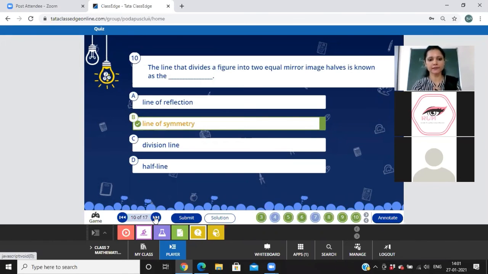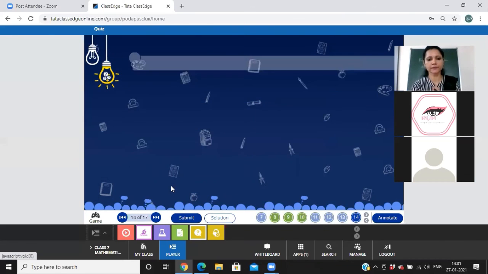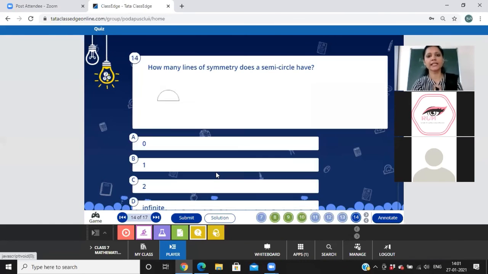Next. Okay, how many lines of symmetry does a semicircle have? One line of symmetry. One vertical line of symmetry. Very good.